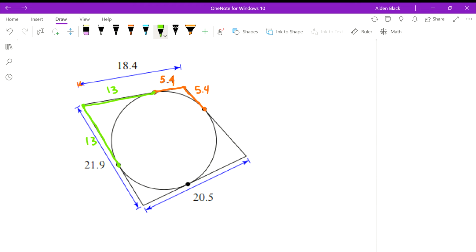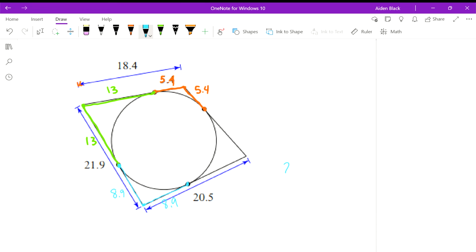Now if the whole thing is 21.9, but that part of the segment is 13, then we just do 21.9 minus 13. So this right here is 8.9. If that's 8.9, then this is 8.9.